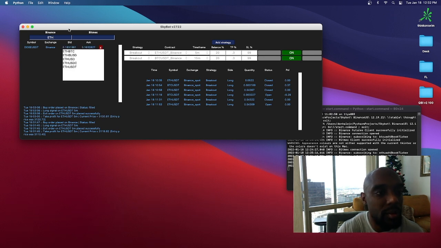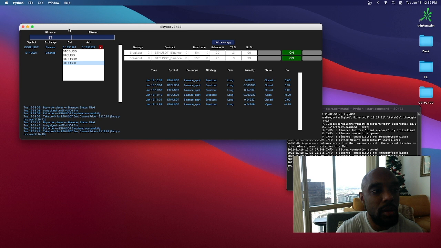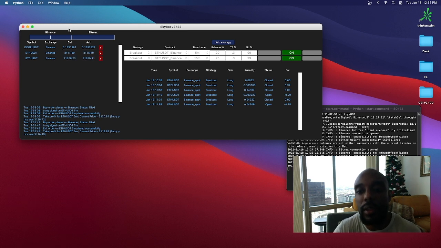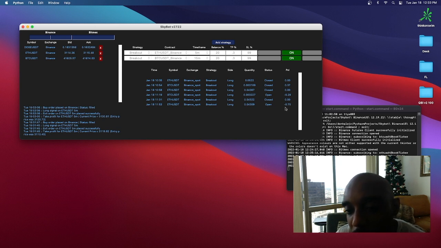Let's do USDT, and then Bitcoin, USDT. Okay. Cool, so we got our prices up here, our watch list, so to speak. And as you can see, these prices are moving, these P&Ls are moving.